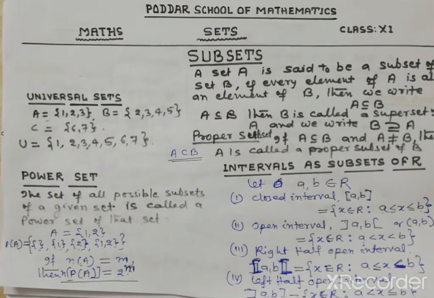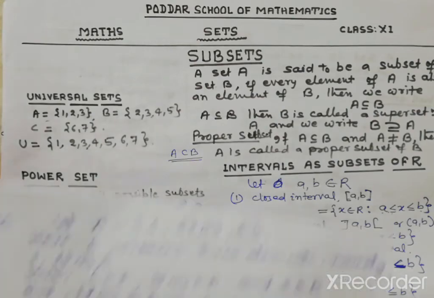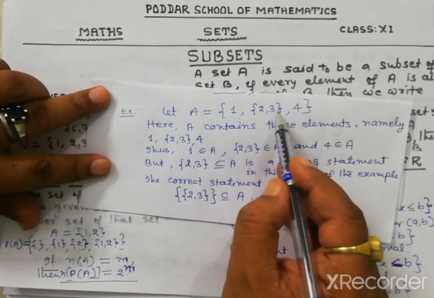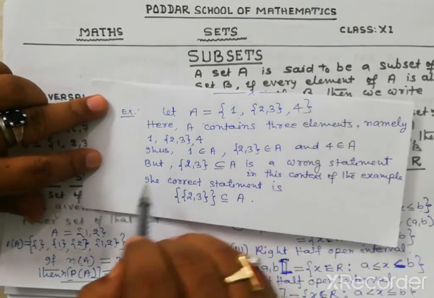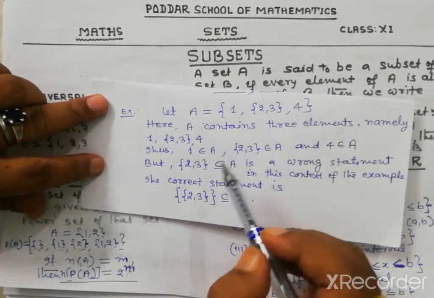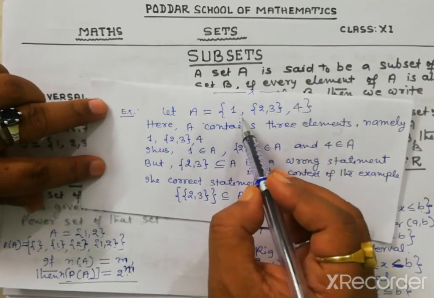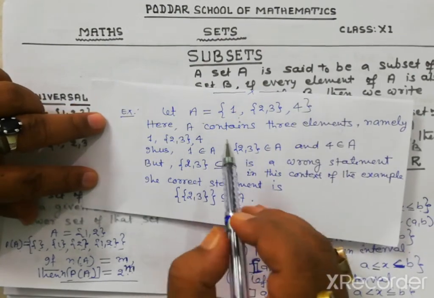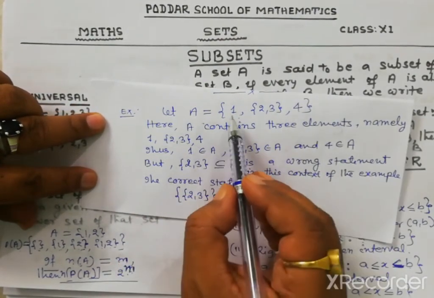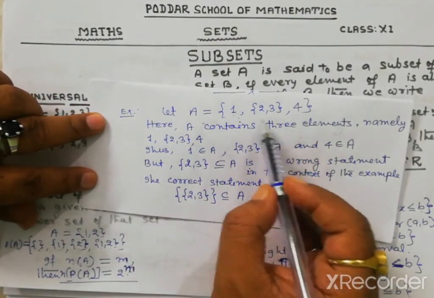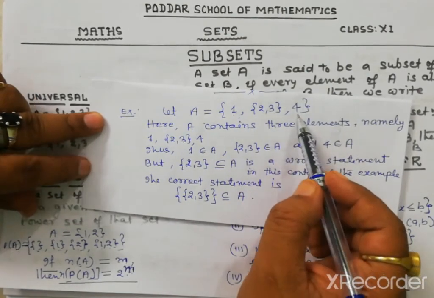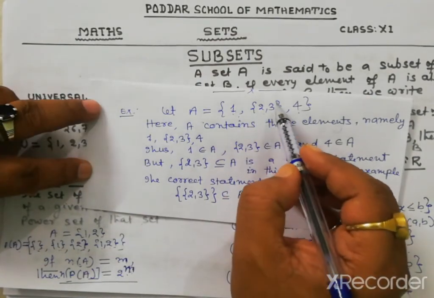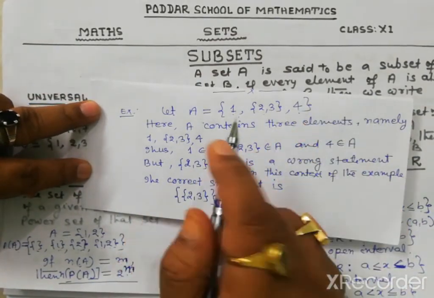One question is very important to understand in subsets. Let us take this example. Suppose A is equal to {1, {2, 3}, 4}, where 2, 3 is enclosed in brackets. Here A contains how many elements? At a stretch we can see that there are 4 numbers, 1, 2, 3, 4, but A contains only 3 elements, namely 1, {2, 3}, and 4. {2, 3} is considered as a single element. Here there are 3 elements considered, because these 2, 3 are enclosed in a bracket to make a single element.